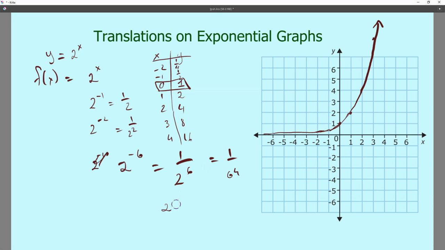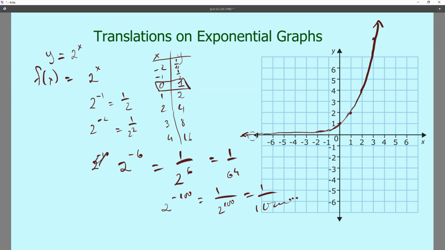Even if you put 2 to the negative 100, it's just 1 over 2 to the 100th power, which becomes something very, very, very small. So it gets really, really small, but it never really gets to 0. So that's what your graph looks like.